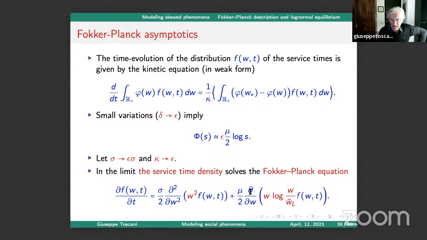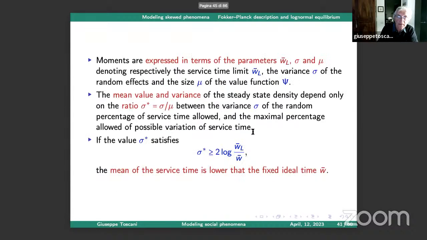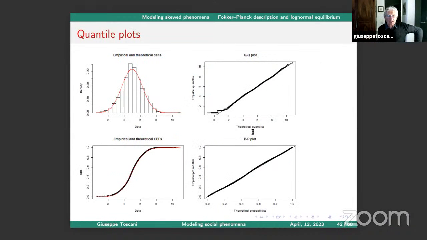The parameters which appear are linked to the elementary interaction, and then you can solve for the steady state distribution, which is given in terms of a log normal distribution, which depends on a certain number of parameters which are related to the service time. And in logarithmic scale, what you obtain is very similar to what you obtained in the logarithmic scale of the data that you had.